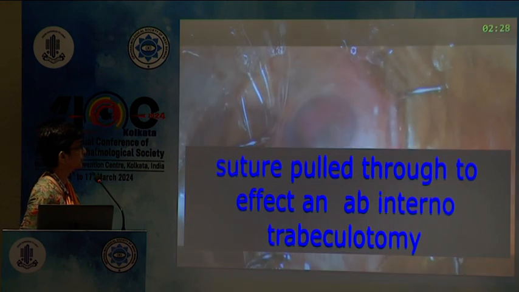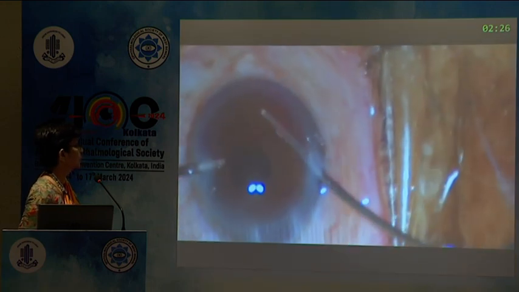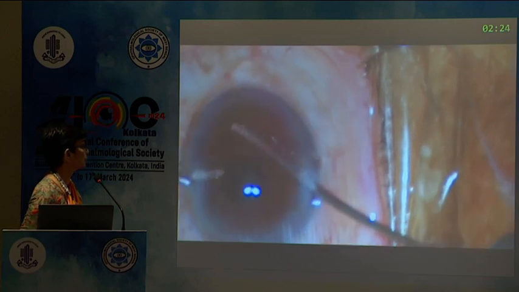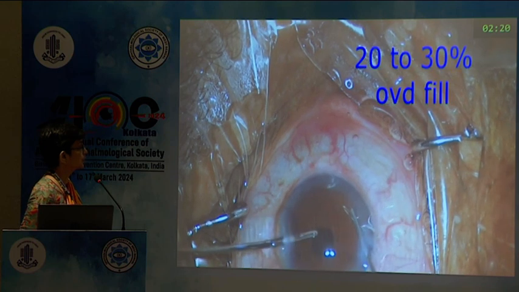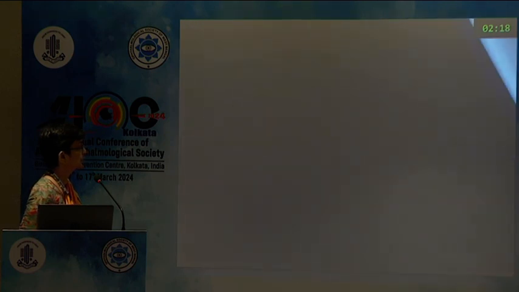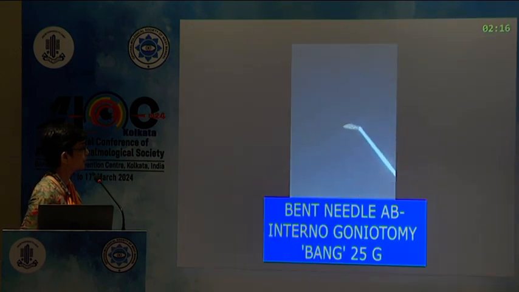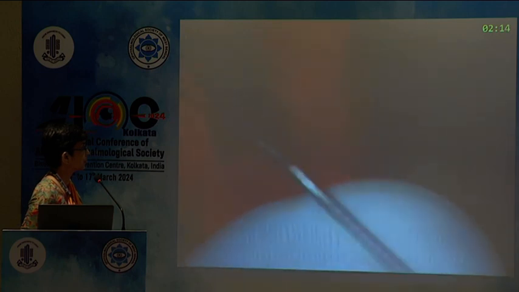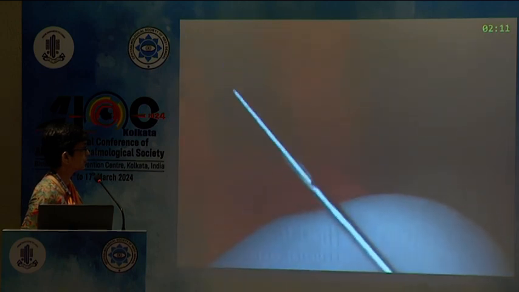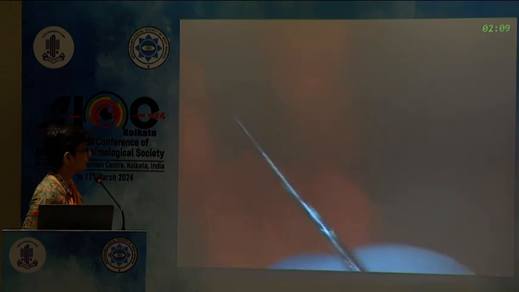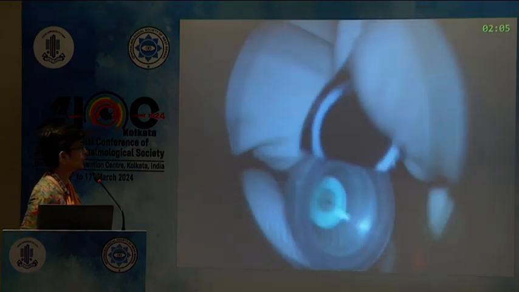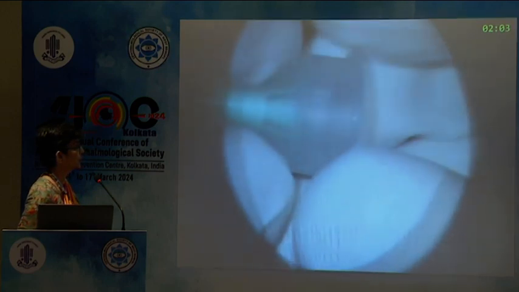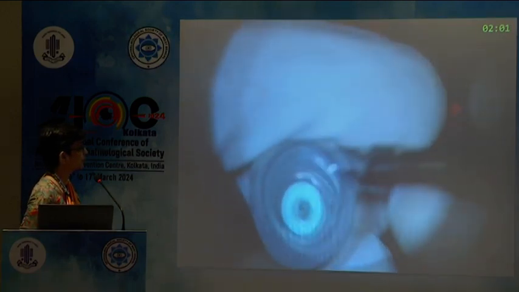Hyphema is the commonest complication, which can be minimized by retaining 30% of the OVD. The second mixed procedure is BANG, where a 25 gauge needle is modified for ab interno goniotomy. Here we describe how to fashion a 32 gauge needle to mimic the dimensions of the Kahook dual blade.